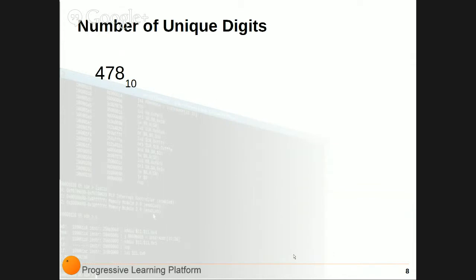So, number of unique digits. For example, base 10 has 10 unique digits, 0 to 9, with inherent values. The positional number system means what? Each position of the digit implies what? Its multiplier, its magnitude, right? So, for this number, the inherent value, the quantity, is 4 hundreds, 7 tens, and 8 ones. Everybody's cool with this? This is important. Base number, good.